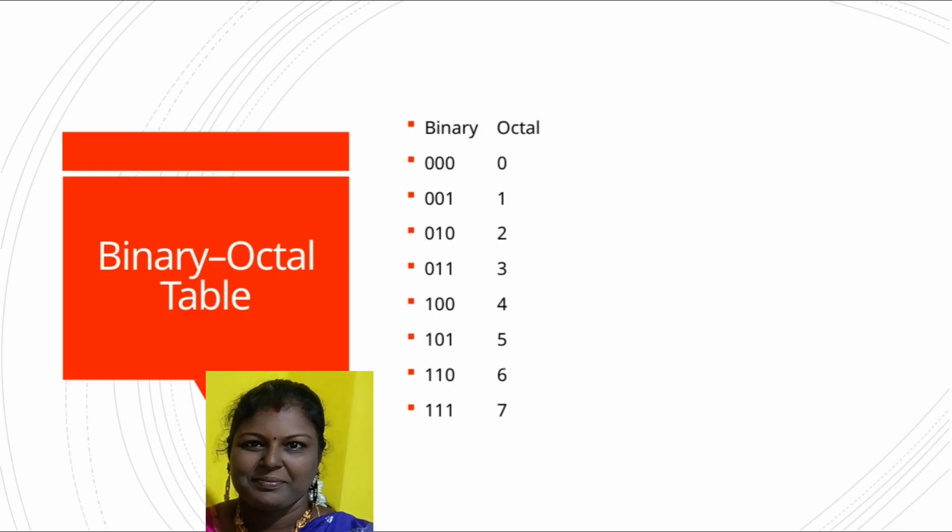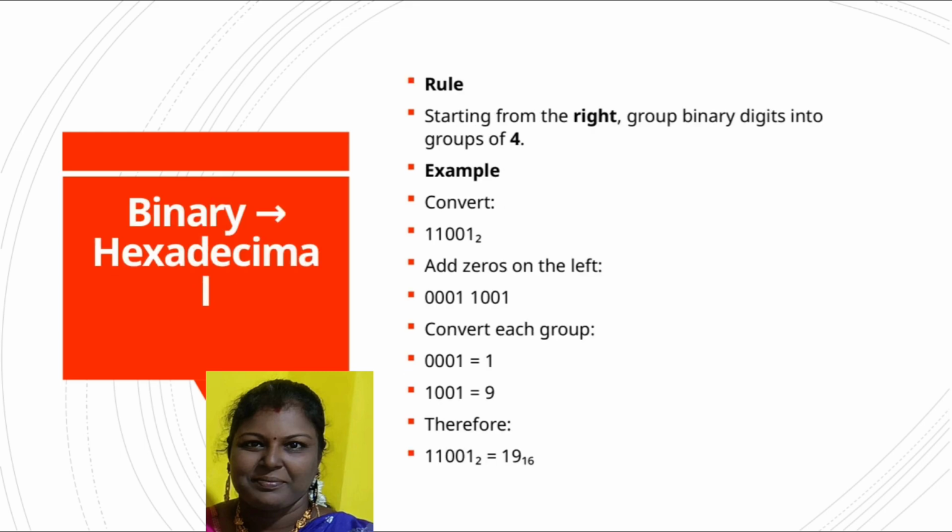In converting binary to hexadecimal, we start by grouping the digits in sets of 4, beginning from the right. If needed, we add zeros on the left to complete the last group. For example, take the binary number 11001. We add zeros to make it 0001 and 1001. Then, we convert each group separately. 0001 becomes 1, and 1001 becomes 9. So the binary number equals 19 in hexadecimal.